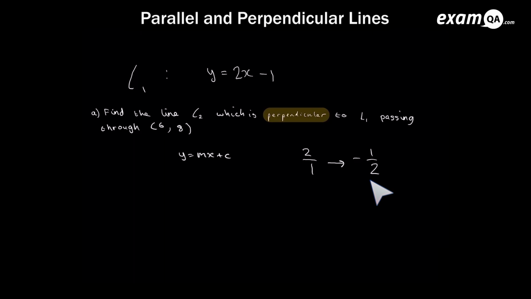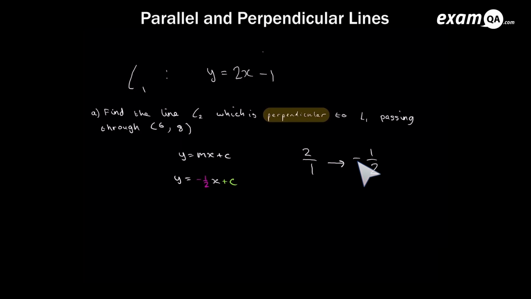The gradient of our line L2 is going to be minus a half. So we don't know the c value, so I've written plus c. But we've got the gradient in there. And if this was in your exam, you probably would have already got a mark for working out the gradient. So it's very easy to work out the gradient of perpendicular lines. You take your gradient and you flip it upside down and you change the sign. It's as simple as that.